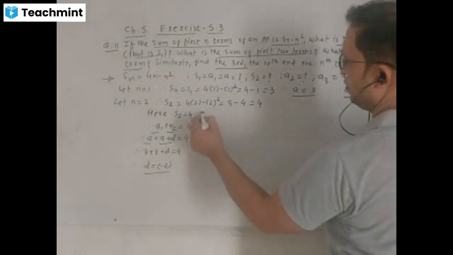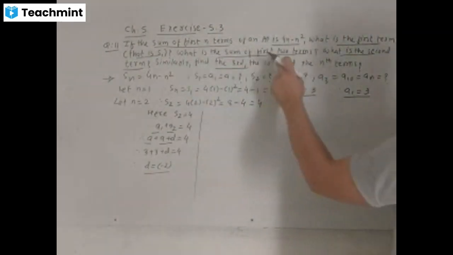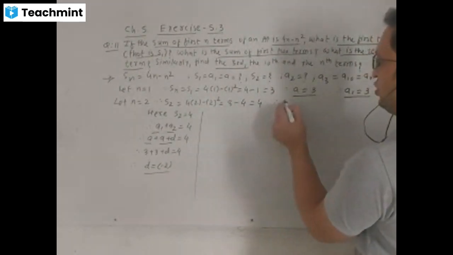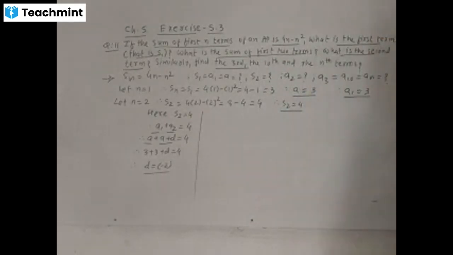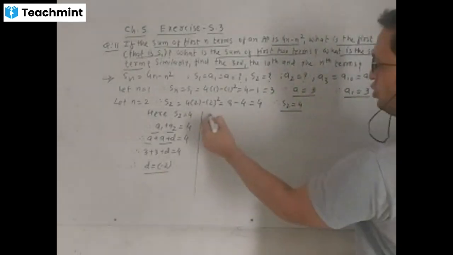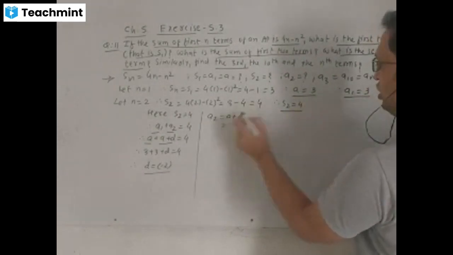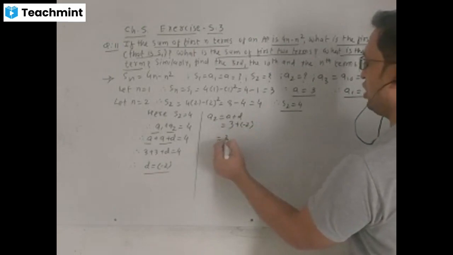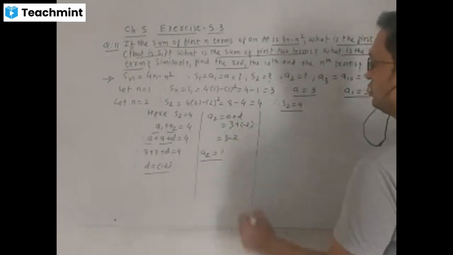Now find the second term. Sum of first two terms is S2. S2 is equal to 4. What is the second term? Second term means A2, and A2 is equal to A plus D. A is equal to 3 and D is equal to minus 2. 3 minus 2, therefore A2 is equal to 1.